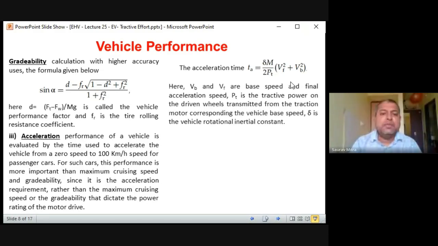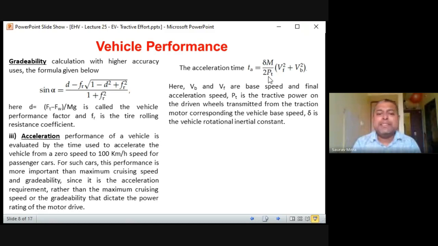What is Vf and Vb? We know Vb is the base speed. So for every vehicle, whether it's a 1-gear, 2-gear, or 3-gear system, for every gear we know how much the base speed is. So that is Vb. Vf is the final acceleration speed. So the maximum speed of the vehicle is given by Vb and Vf.